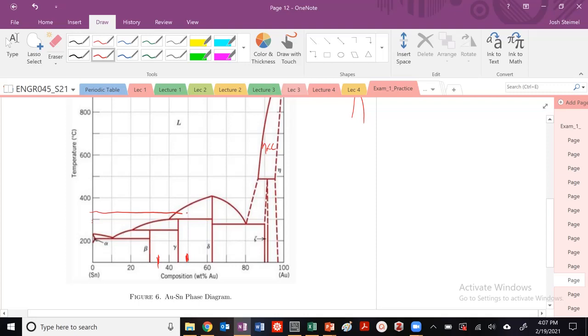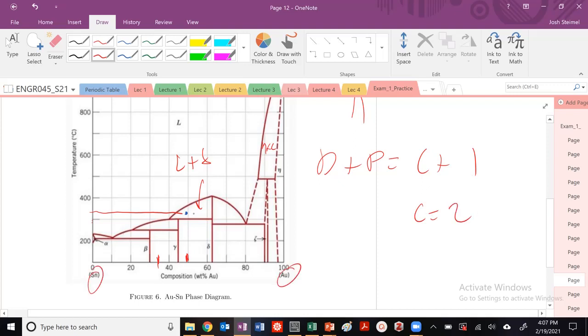So we have something, let's say my composition is right here. In this region, what am I? I am liquid plus delta. So in this region, I'm using my degrees of freedom: D plus P equals C plus 1. My number of components is 2. My components are gold and Sn.